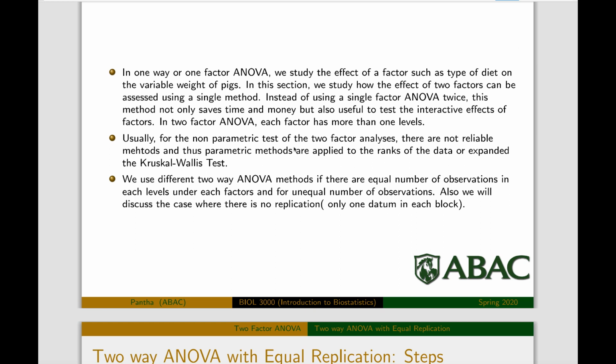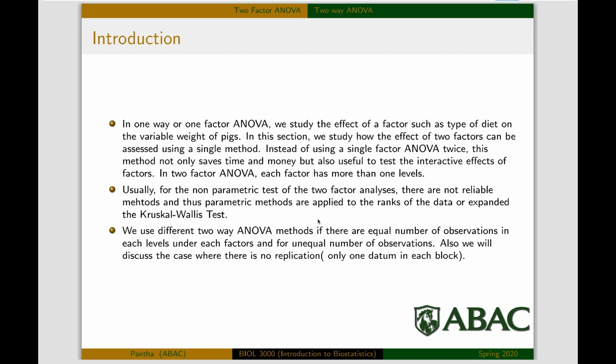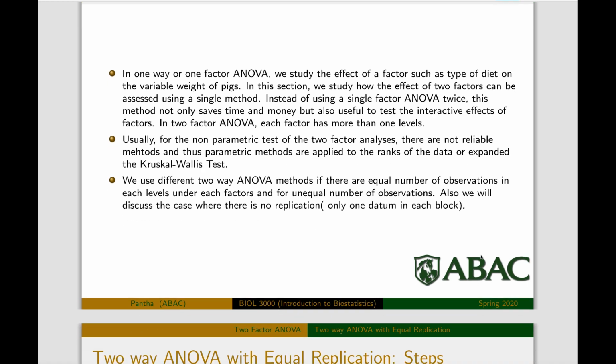Usually for the non-parametric test of two-factor analysis, there are no reliable methods, and thus parametric methods are applied to the ranks of the data, or the Kruskal-Wallis test is expanded. We use a different two-way ANOVA method if there are equal numbers of observations in each level under each factor and for unequal numbers of observations. So if there are equal numbers of observations under each level, then we use one method, but if there are unequal numbers of observations, we use a different method. Also, we will discuss the case where there is no replication, only one data point in each block.